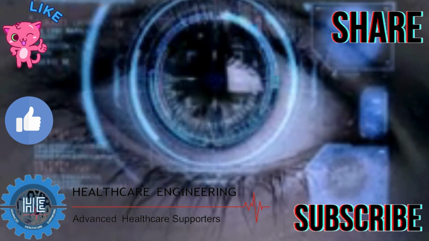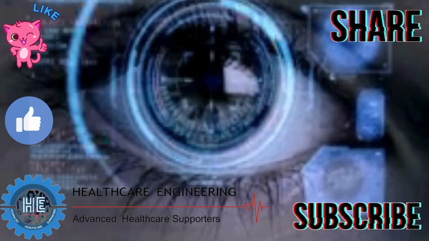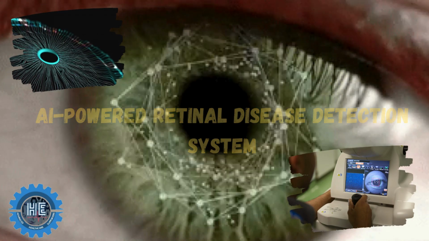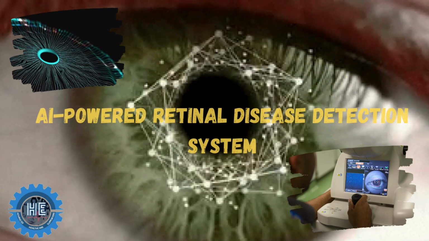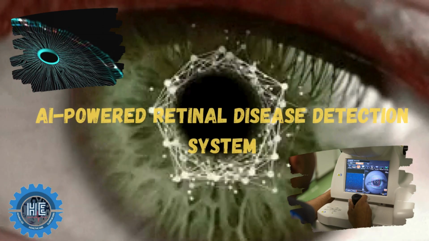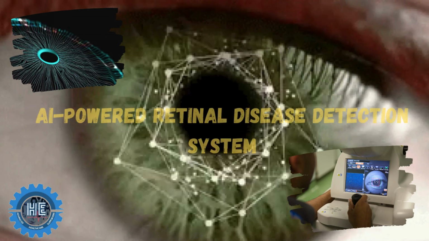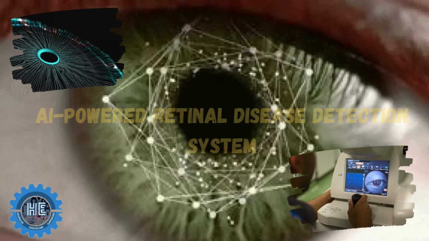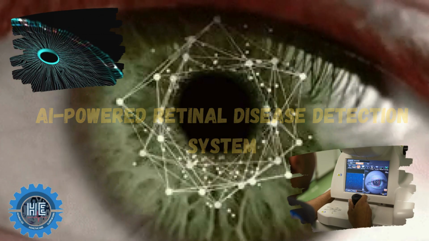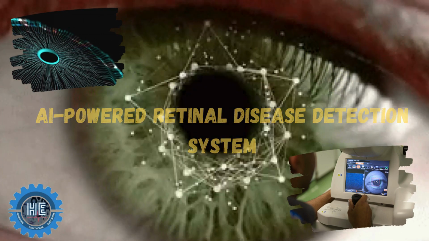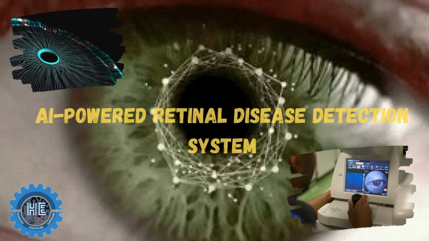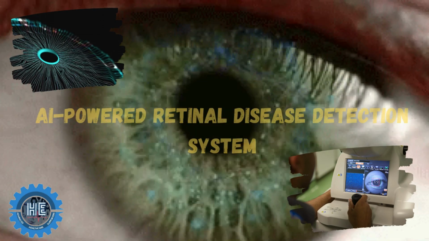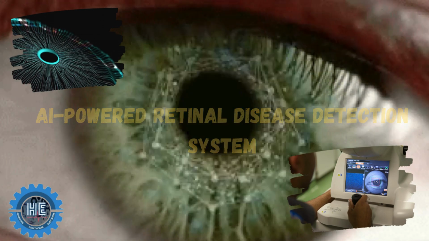Let's get back to today's idea. Did you know that millions of people worldwide suffer from retinal diseases like diabetic retinopathy, glaucoma, and macular degeneration? Early detection can prevent vision loss, but many cases go undiagnosed. What if AI could help doctors detect these diseases faster and more accurately?